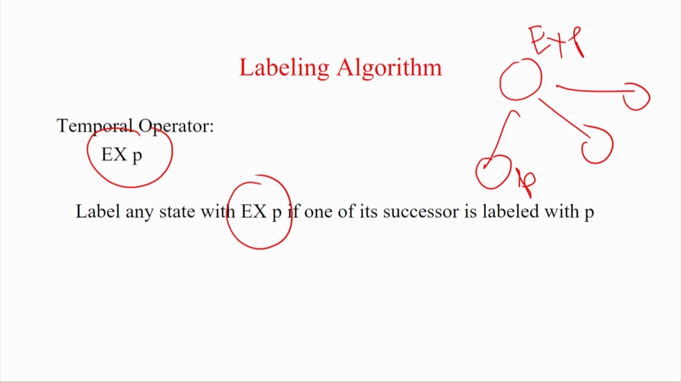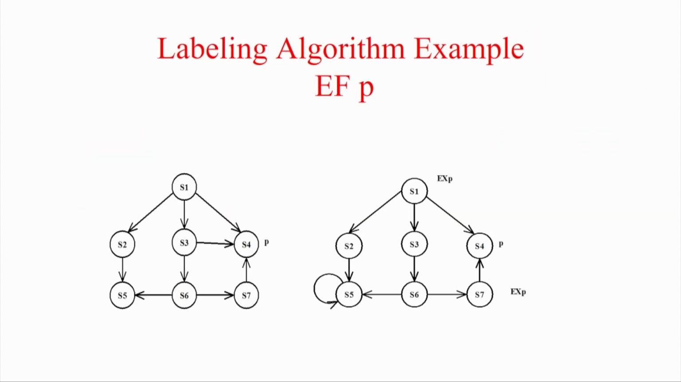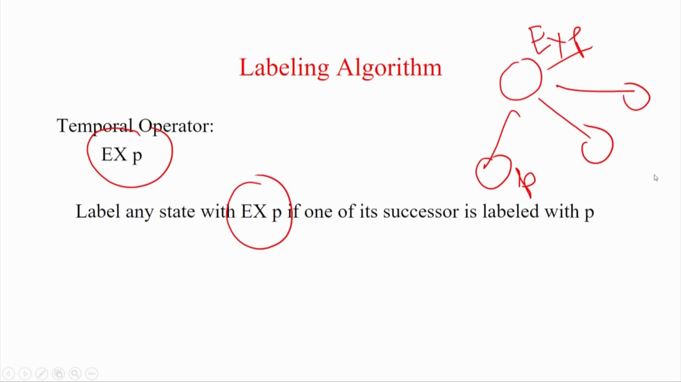So if there is some state, EXP is done in this manner. The graph is there, and if some state P is there, the beforehand state, the predecessor state, you can mark as EXP. So this is an example. That is the next state.